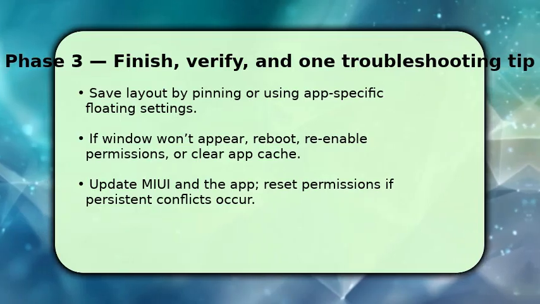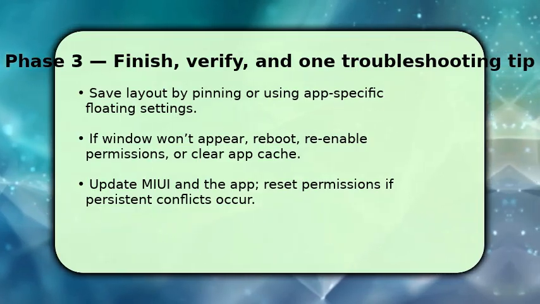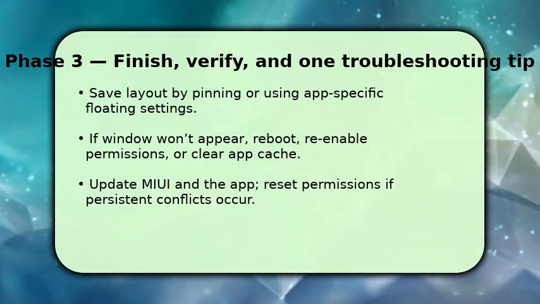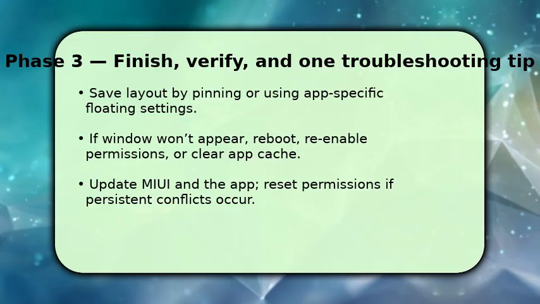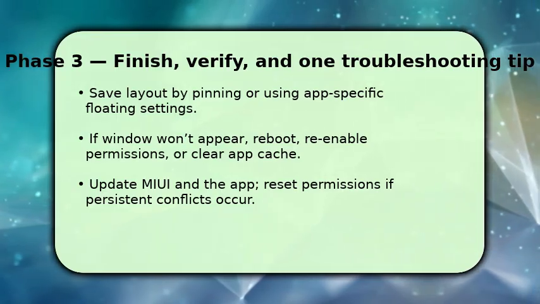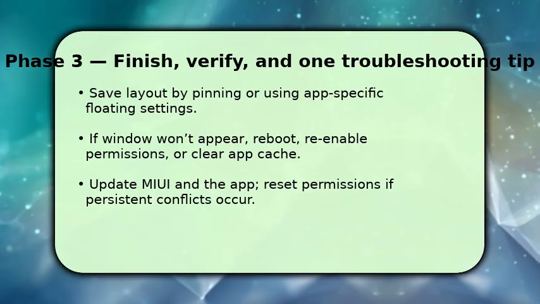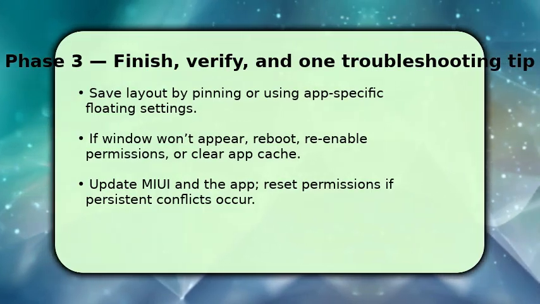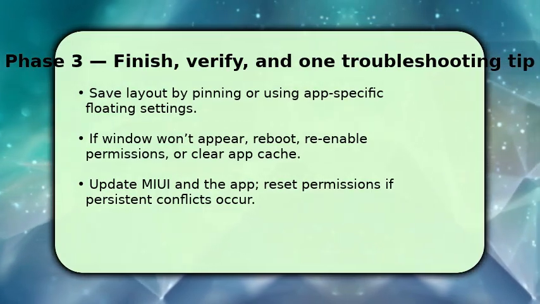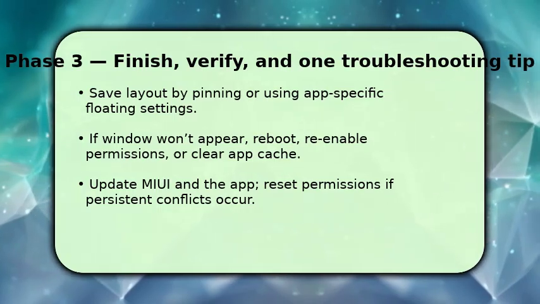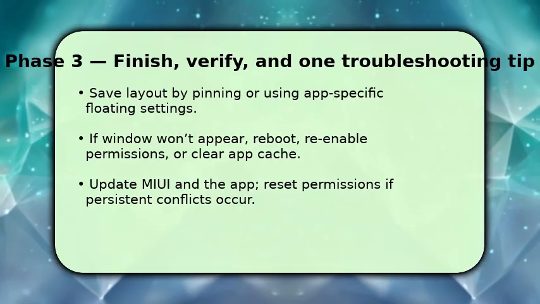If the floating window fails to appear, reboot the phone first. Next, verify display over other apps permission and re-enable floating window in settings, then clear the app cache if needed. This resolves most glitches. If problems persist, update MIUI and the app because compatibility fixes are often included. One key troubleshooting tip: resetting app permissions usually clears conflicts without erasing personal data.